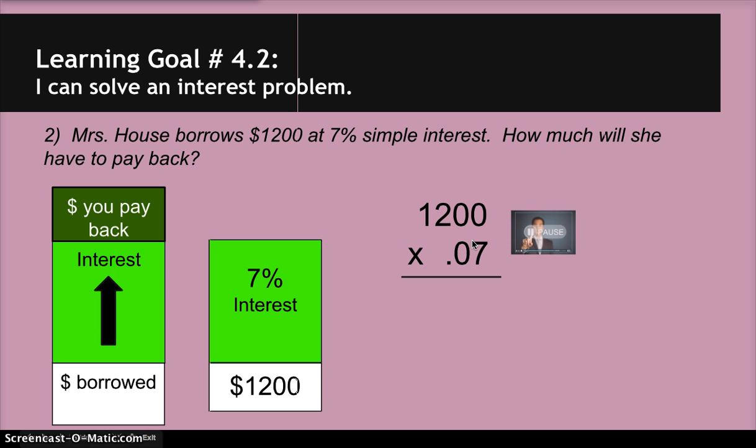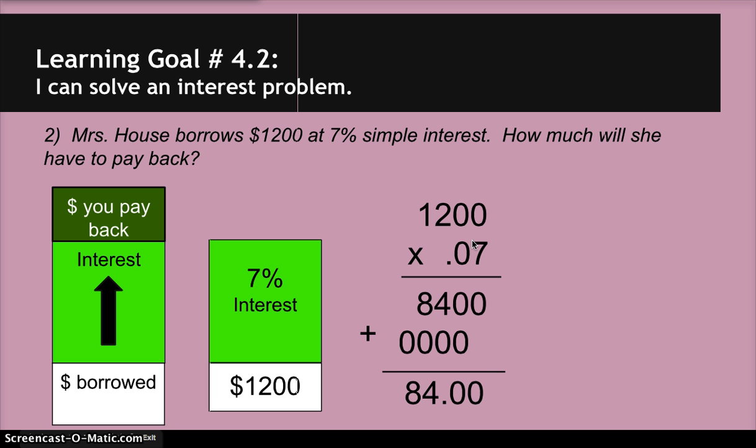Welcome back. We arrived at $84. If you made a mistake, hey, mistakes are the start of learning. See if you can figure out where you made that mistake and correct it. What does 84 represent? It represents 7% of 1200.